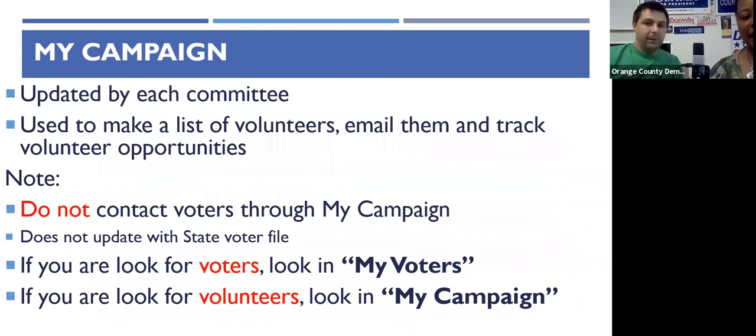Then you have My Campaign. My Campaign is updated by each committee. It's used to make a list of volunteers, email them, and track volunteer opportunities. Please note, do not contact voters through My Campaign, because My Campaign does not update with state voter files. If you look for voters, look in My Voters. So if you're looking for the voters, go to My Voters. If you are looking for volunteers, look in My Campaign.